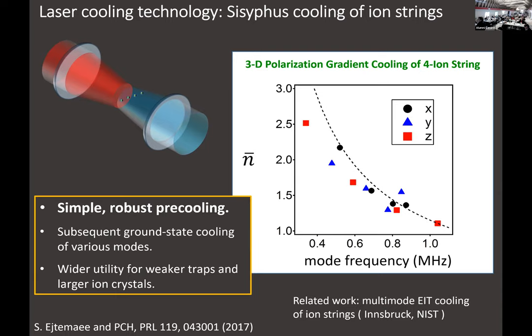And here's a picture showing you this. It's a pair of beams. Polarization gradient cooling allows us to get, in the case of four ions, all 12 modes within a few milliseconds down to a couple phonons thermal population. So this has potential wider utility in other kinds of quantum simulations. And just to point out, there's other related work in EIT cooling, and some recent results of multi-mode simultaneous Raman sideband cooling from the IonQ folks.